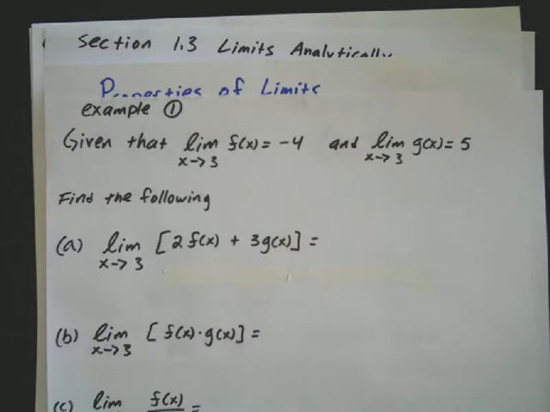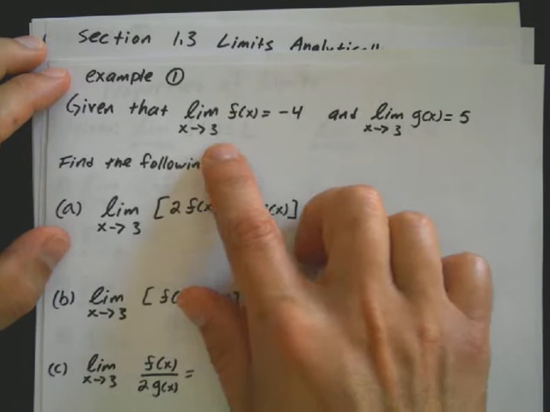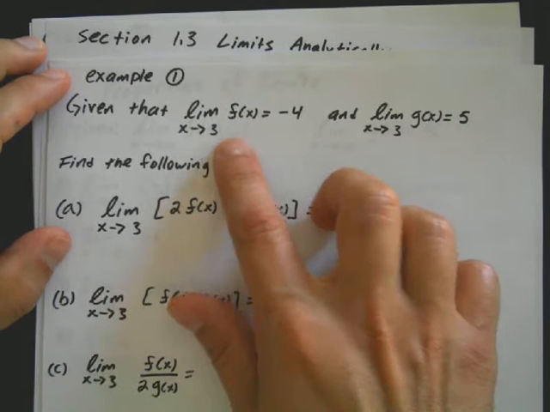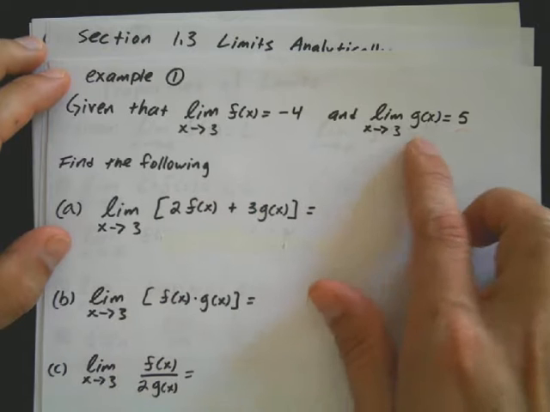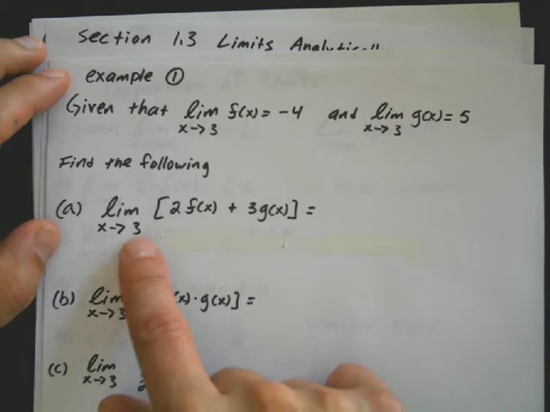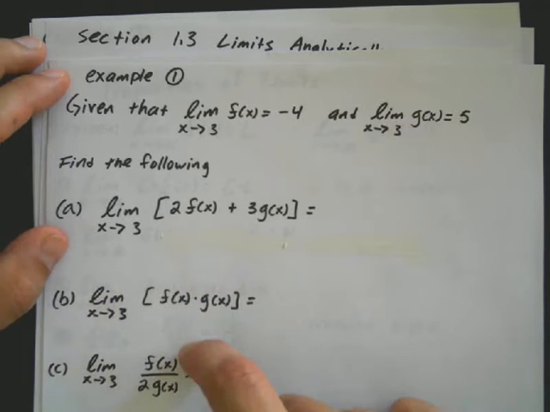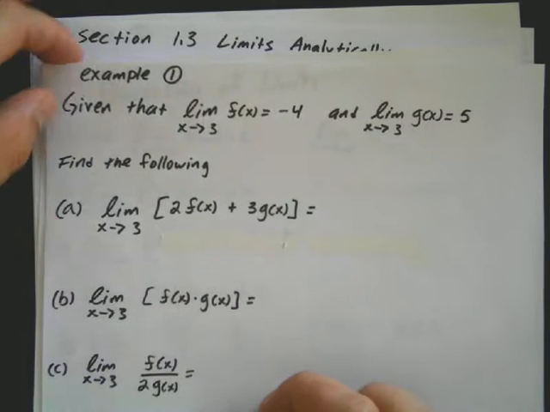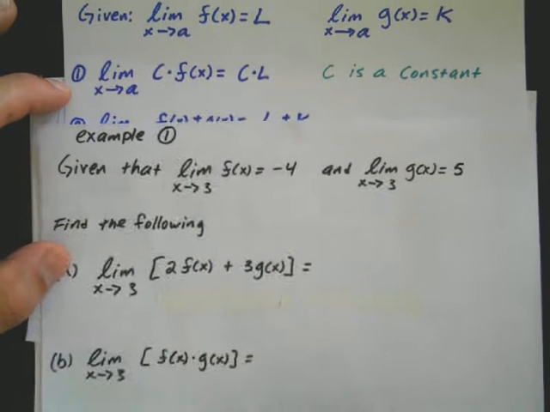Alright, so let's go over an example that uses these properties. You start off with the limit approaching 3 for both f and for g. You're given the fact that f of x has a limit equal to -4. The limit for g is equal to 5. So for part A, you're looking at the limit approaching 3 of 2 times f of x plus 3 times g of x.